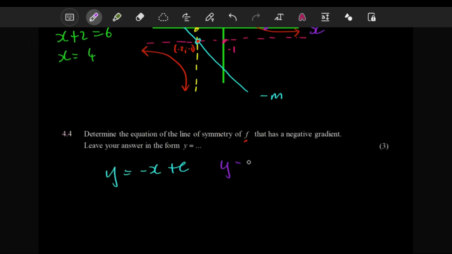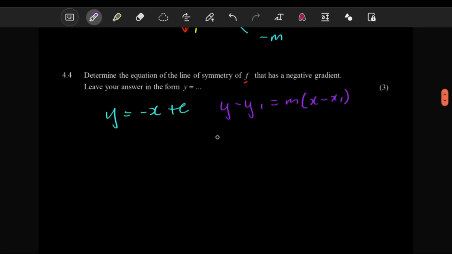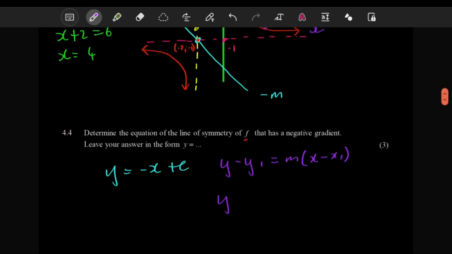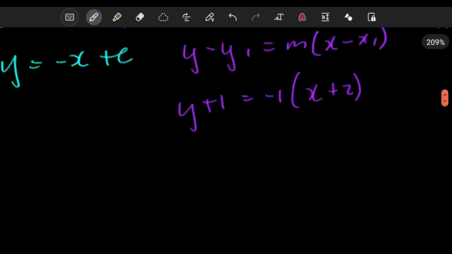This is y minus y1 equals m times x minus x1, the formula that everybody loves. If you throw a coordinate in here, our y value is negative 1, so this is plus 1. m is negative 1, and then here you throw in negative 2, so this is plus 2. I actually hardly ever used this formula, but I have come to like it.